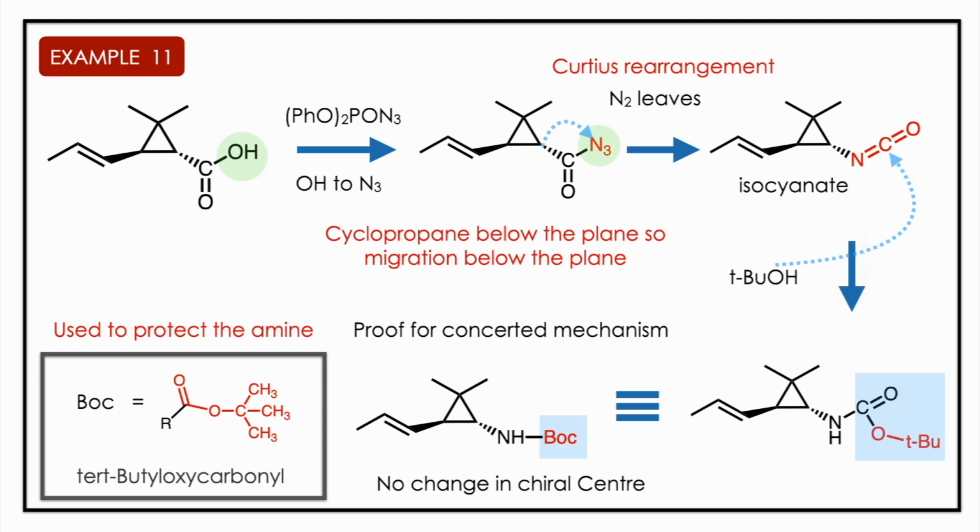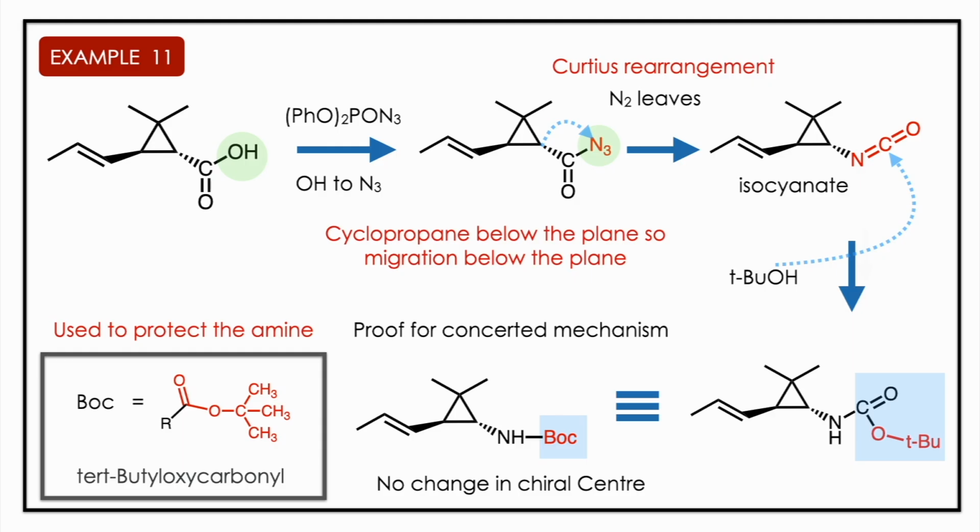Here the chiral carbon doesn't change its configuration because the mechanism is concerted. So N2 carbon leaves, you have migration of cyclopropyl group. Here cyclopropyl group is the chiral carbon specified compound. The carbon specification doesn't change. Since migrating group is below the plane, the reaction happens also below the plane without change in the chirality. Then N2 eliminates. Because of the N2 elimination, migration leads to the isocyanate formation.